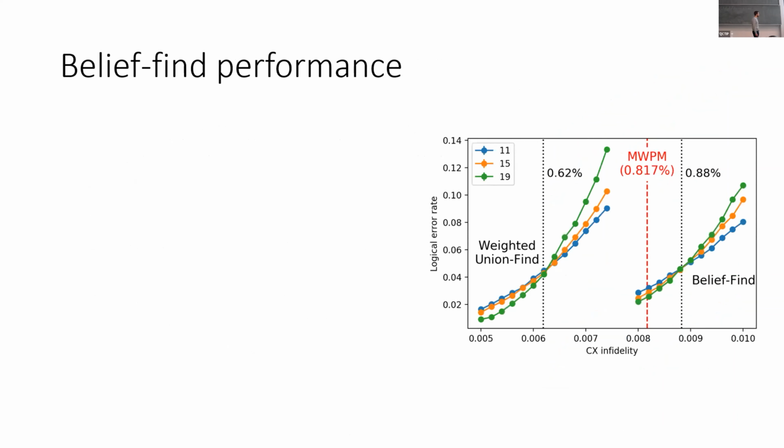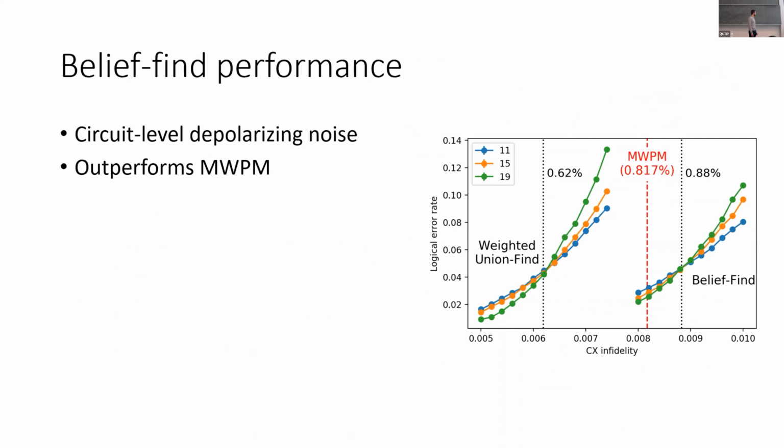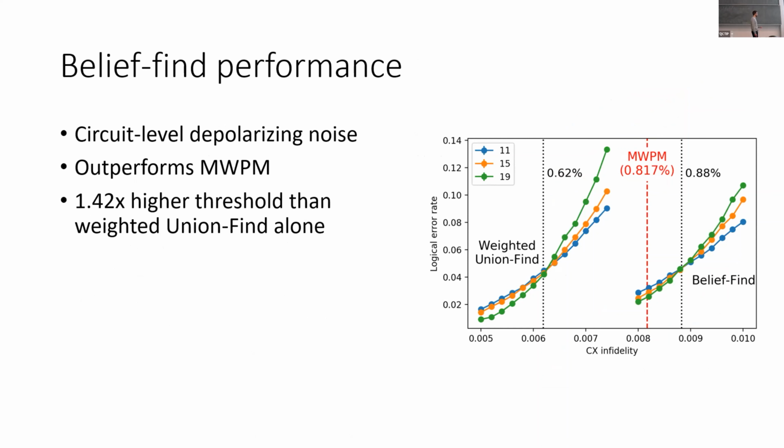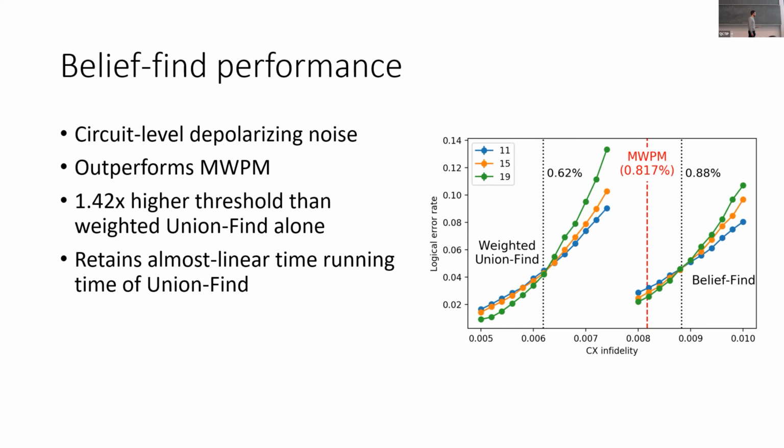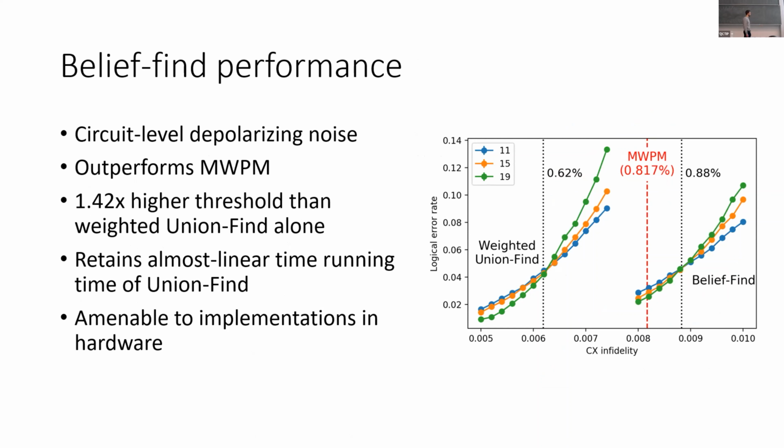How does belief find perform? So this is looking again at circuit level depolarizing noise. We find that it outperforms minimum weight matching, and is 1.42 times higher than just weighted union find alone. But it retains the almost linear time running time of union find, while outperforming minimum weight matching, which has a much higher degree of polynomial runtime, and is amenable to implementation in hardware. And this will be an updated version of hardware later this week or next.